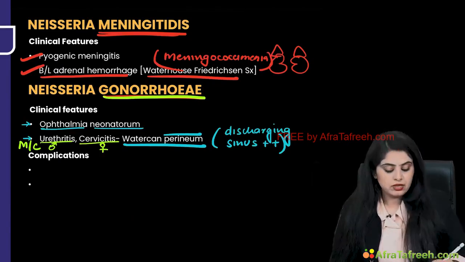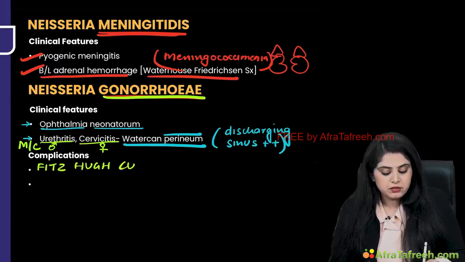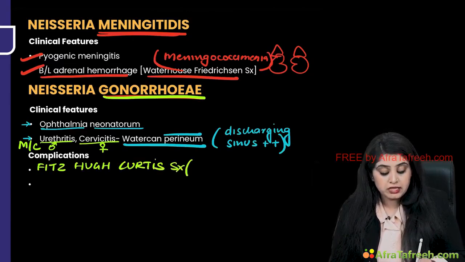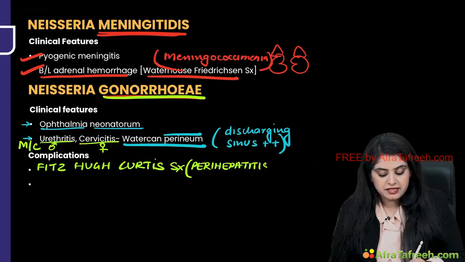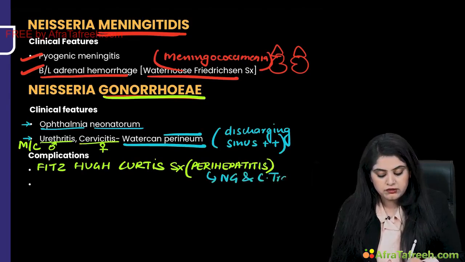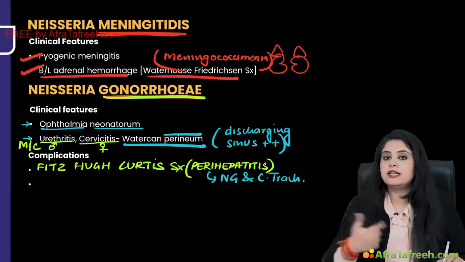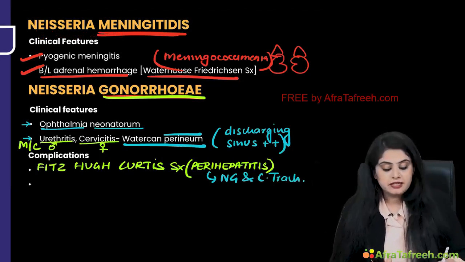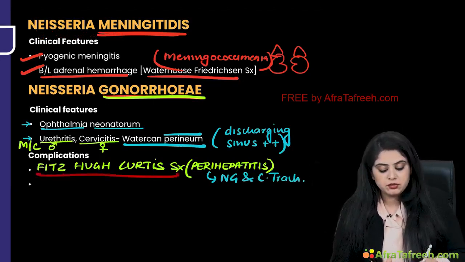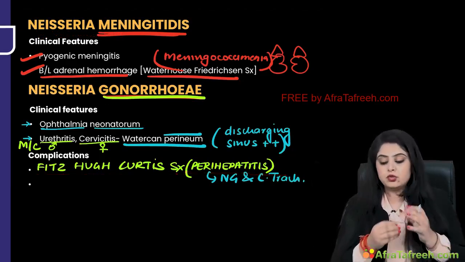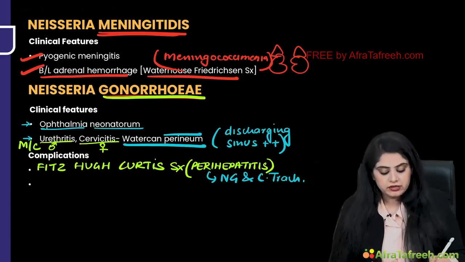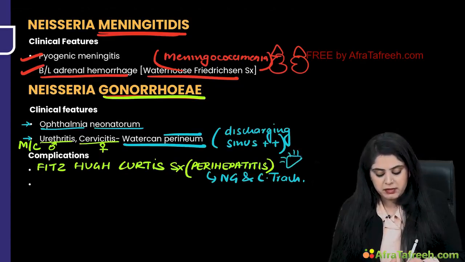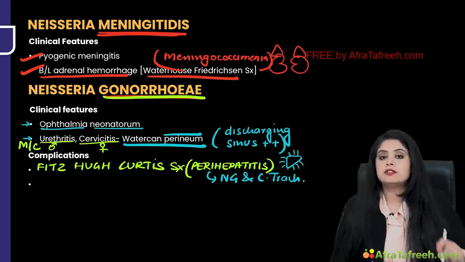Its complication is a very famous syndrome called Fitz-Hugh-Curtis syndrome. First you should know what it is. It is nothing but an involvement of the liver. It is a perihepatitis. And secondly, it is seen not only with Neisseria gonorrhoeae, it is also seen with Chlamydia trachomatis. I'll tell you this in Chlamydia trachomatis also. It is going to show you involvement around the liver. If they show you a liver specimen and they say, okay, this is a liver specimen and it has fibrosis or perihepatitis, something around it, that is Fitz-Hugh-Curtis syndrome.